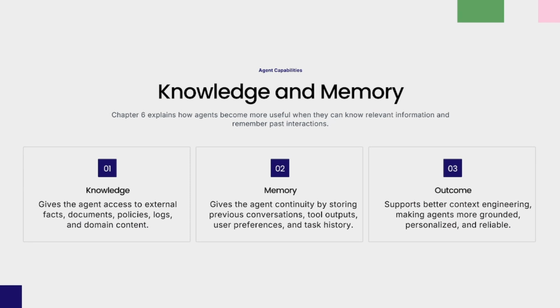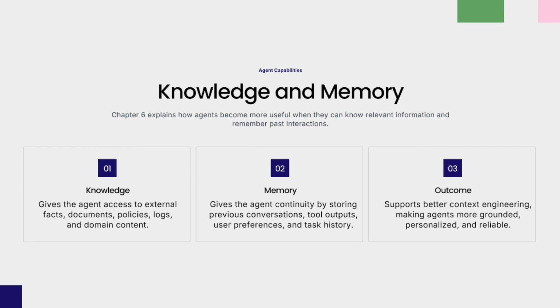So knowledge and memory, that's chapter 6. We are going to explain how agents become more useful when they can know relevant information and remember past interactions. In the first section, we'll be looking at knowledge. In the second section, we'll be looking at memory. And in the third section, we'll be looking at outcome.